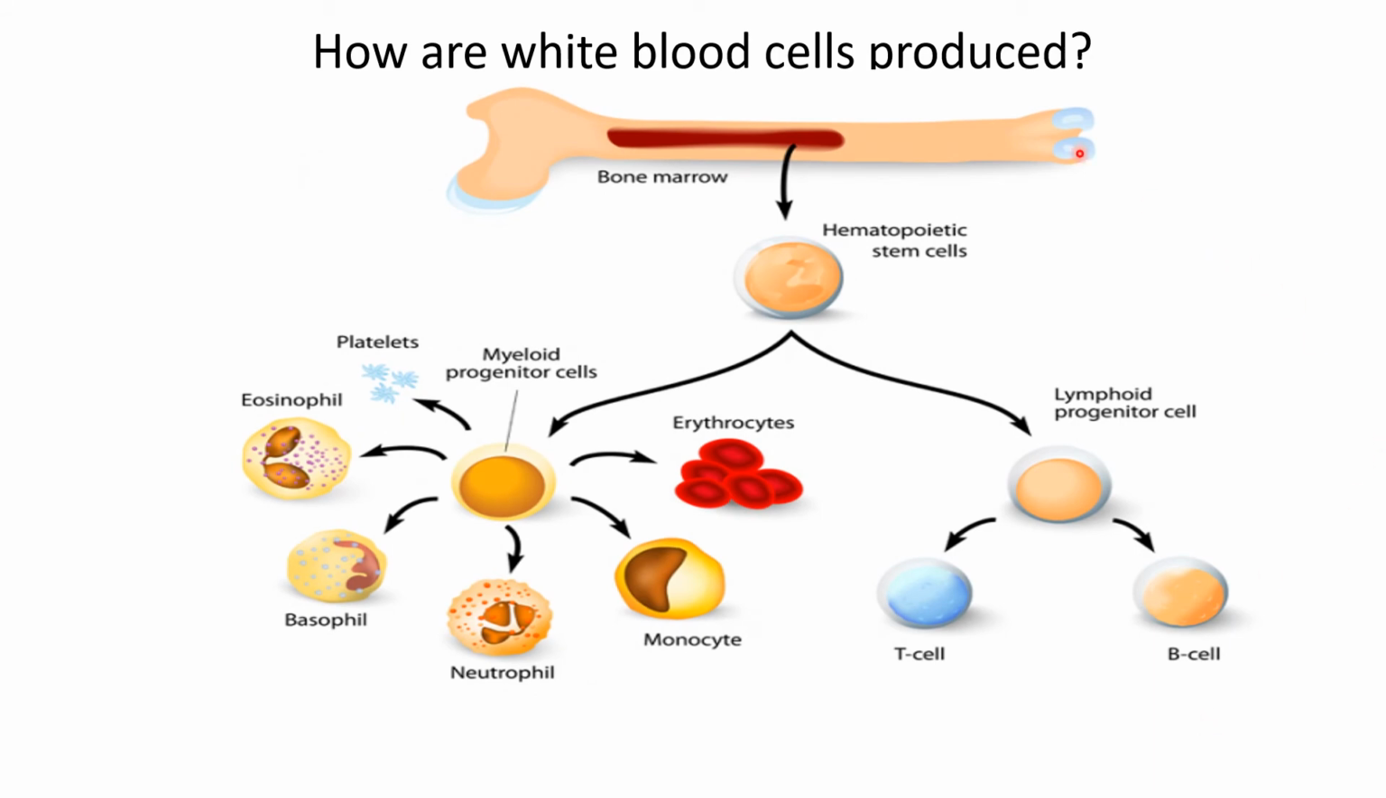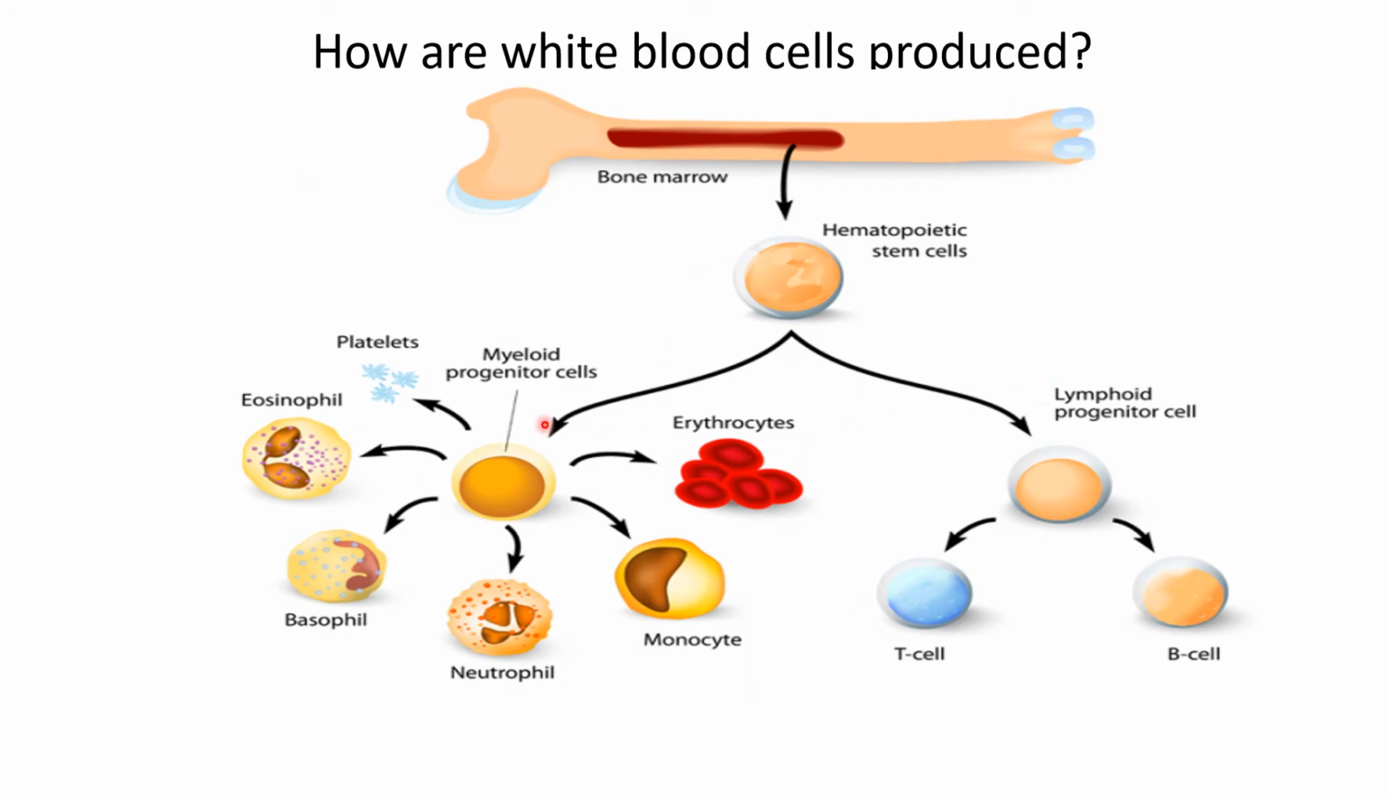This is the bone, and this is the bone marrow that contains hematopoietic stem cells. These stem cells are pluripotent stem cells able to divide into different kinds of cells. So first you see that these hematopoietic stem cells divide into two types of cells, the myeloid progenitor cells and the lymphoid progenitor cells.